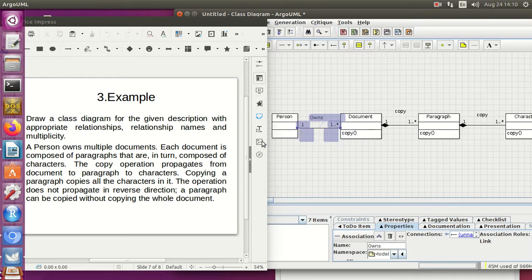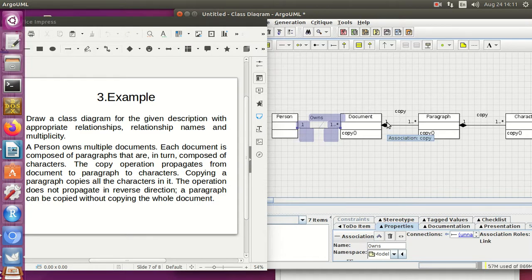After that, each document is composed of paragraphs. So these two classes we used, and for composition we have used this composition symbol. If you destroy this document, the paragraph is automatically destroyed. That's why we are using this strong type of association, the composed relationship.